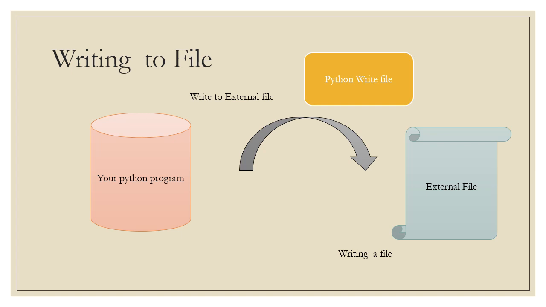Before going to see about writing a file, we have to recollect the diagram. See, this is a Python program and this is the external file. For example, this is the current Python code, and this is the test file that we have stored already in the Python folder. Now we write to the external file, because we are writing on the external file. We are modifying changes, and after writing this, the external file will be saved as output. That is the Python write file.